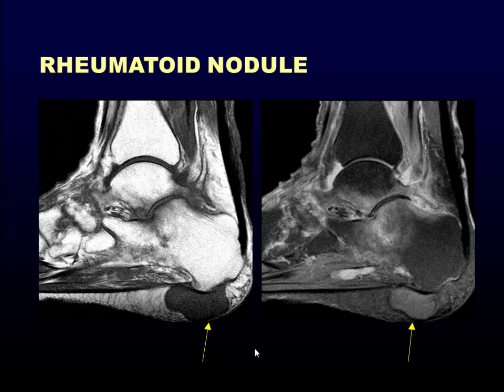Here's one at the heel. You can see that there's marked inflammatory changes around the hind foot from rheumatoid arthritis involving the subtalar and talonavicular joint, but this person has a classic rheumatoid nodule.